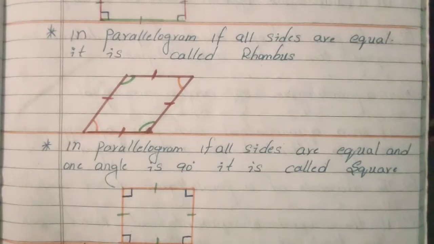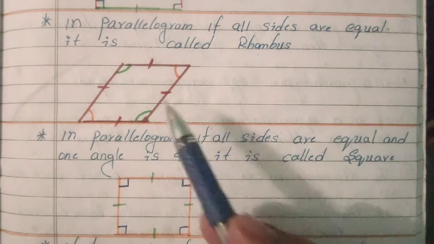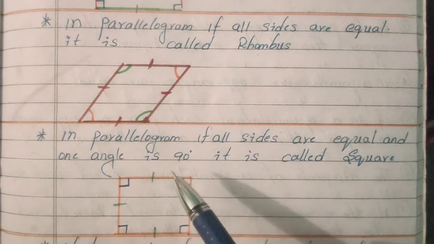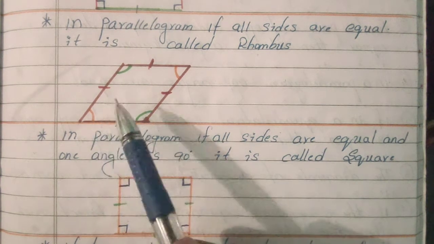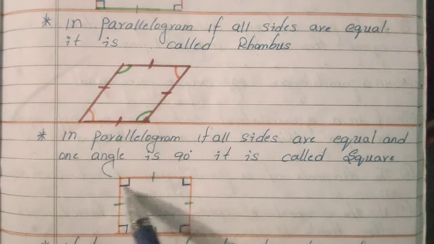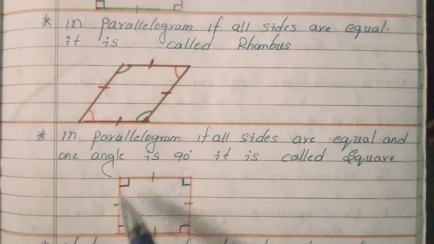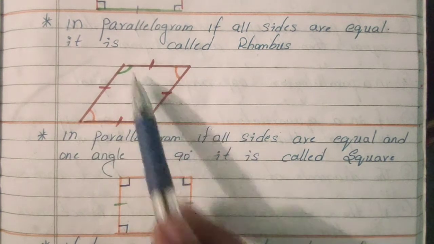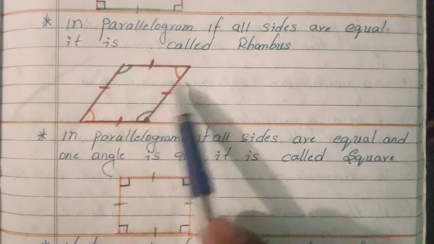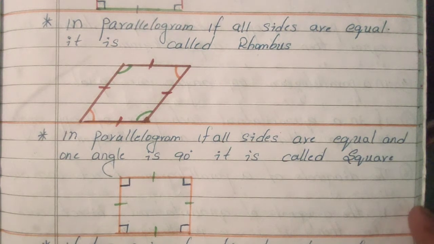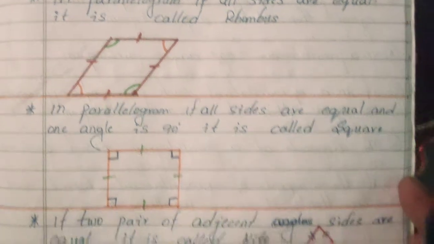Now you understood, I think, the difference between a rhombus and a square. A very simple difference: opposite angles are equal here also, all sides are equal here also, there also equal. The difference is opposite angles are equal but not 90. This is the difference between a rhombus and a square. Don't say diamond shape. Okay.